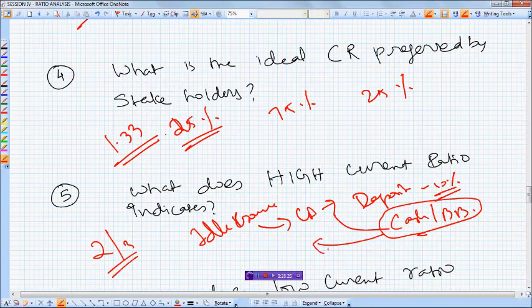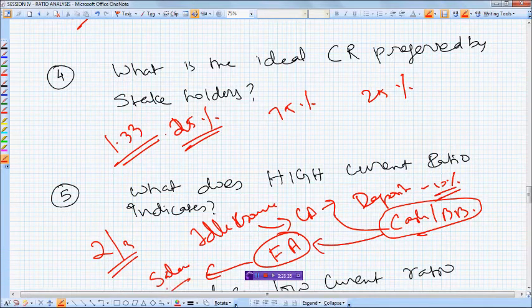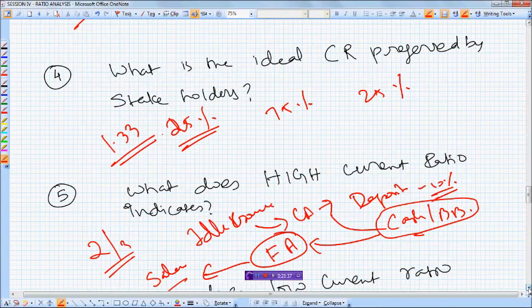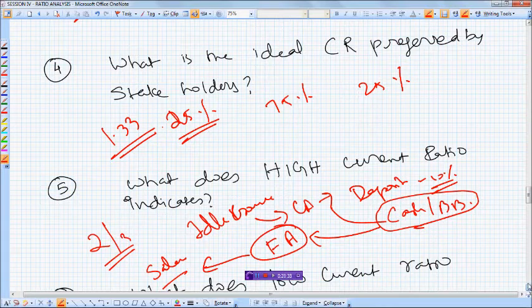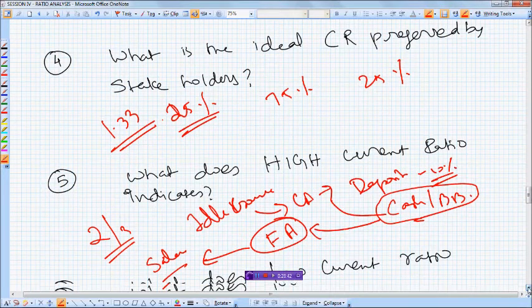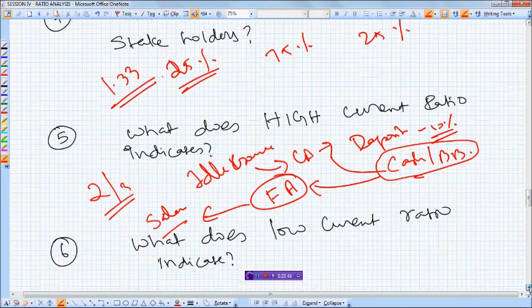Then that cash or bank balance should go into some fixed assets, and it should result in generating revenue. That should happen. So a very high level of current ratio is also not desirable. A ratio somewhere between 1.33 and 1.5 is the best for any company for that matter.